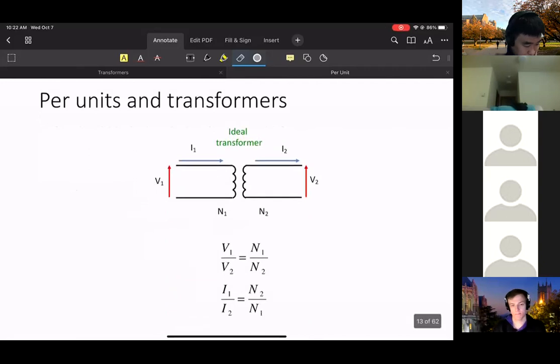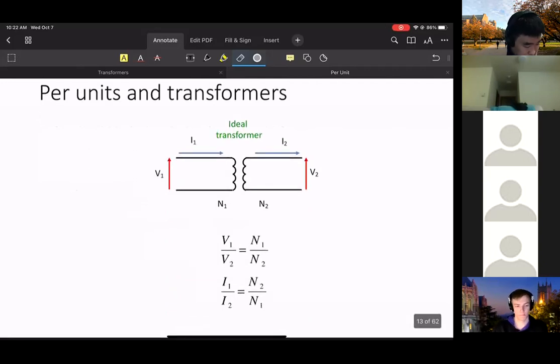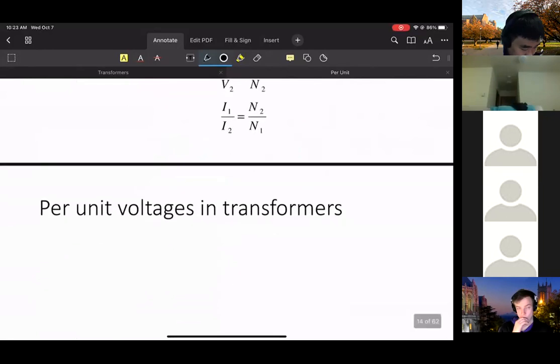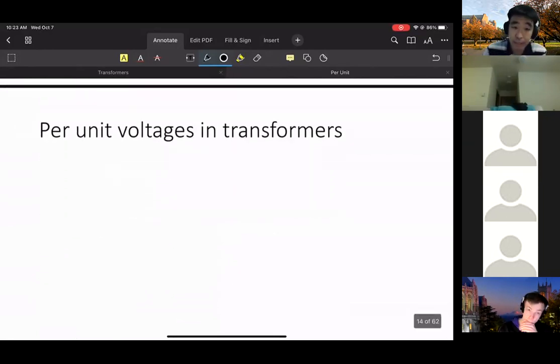The nice thing is, let's look at what happens for a transformer. If you look at this ideal transformer, this is in SI units, so V and I are in SI units. What happens if we look at per unit voltage in transformers? Let's see what happens to them. What we have is V1 over V2 is N1 over N2. We always have this.